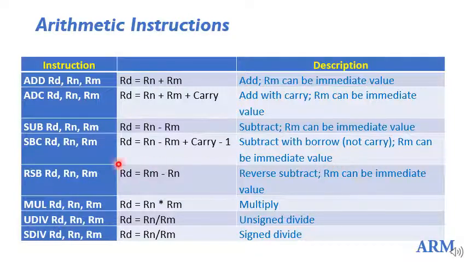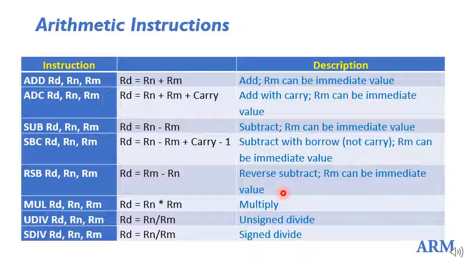Now the next instruction is slightly different. It is RSB. RSB stands for reverse subtract. Okay. So reverse subtract means in the conventional subtract instruction, Rn minus Rm was performed. That is, the second source operand was subtracted from the first source operand. Whereas in case of reverse subtract, Rm minus Rn will be performed, and here as well Rm can be an immediate value.